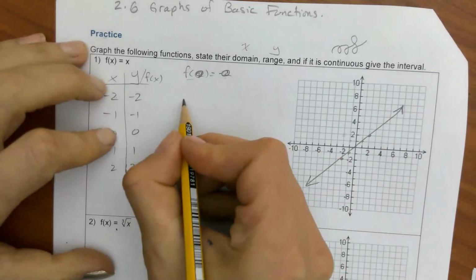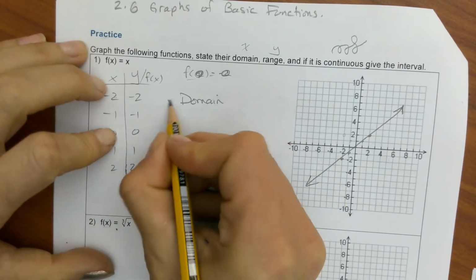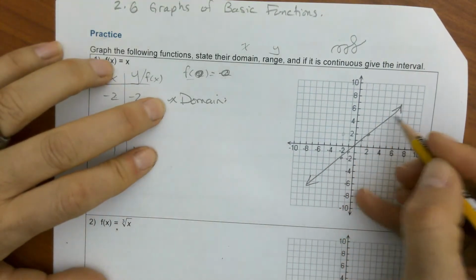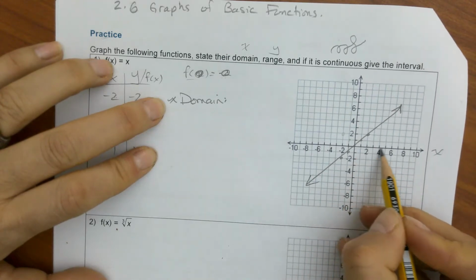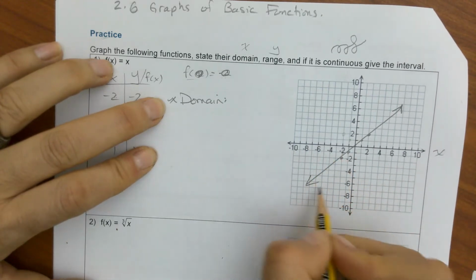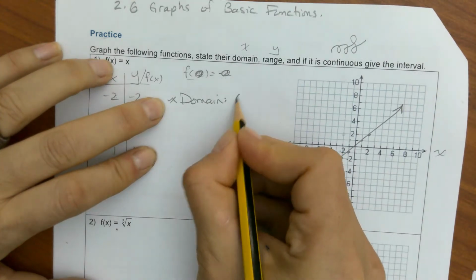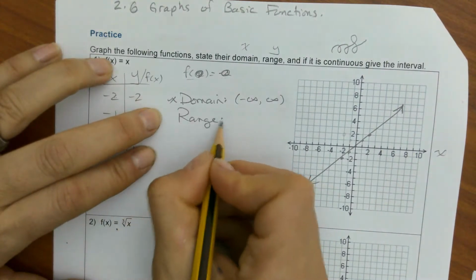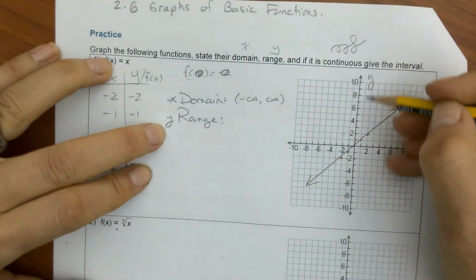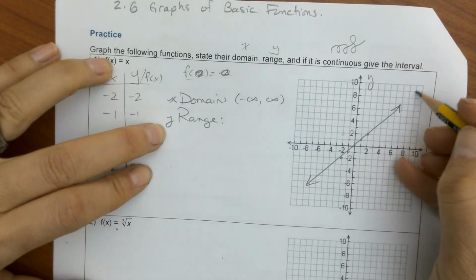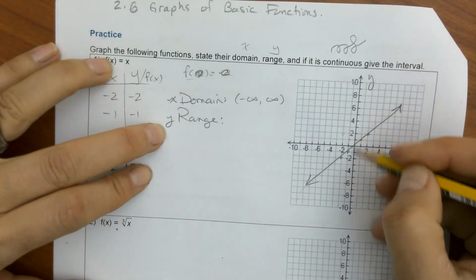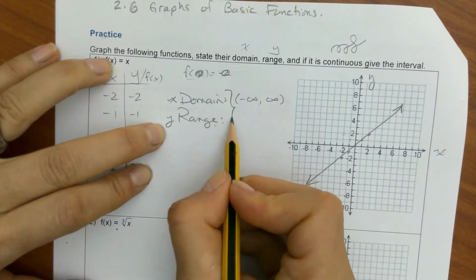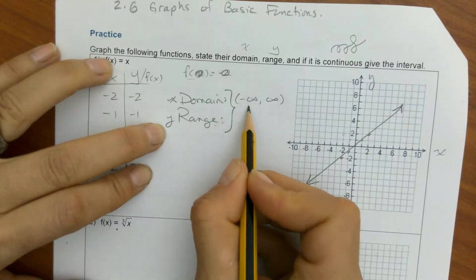Now I have to do the domain, and that means where does it exist on the x-axis? It goes forever and ever. So it exists everywhere on the positive side and everywhere on the negative side for x. So it's everywhere. Now my range. The range is where does it exist on the y-axis? Because it's going up forever and down forever, it uses all of these numbers. So the domain and the range are the same. I'm going to be lazy and just say both the domain and the range are this.